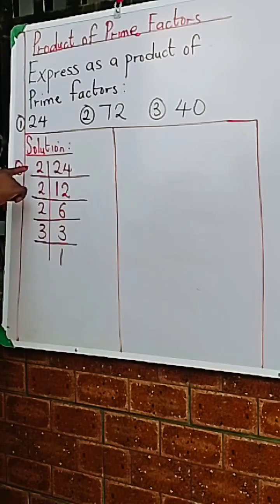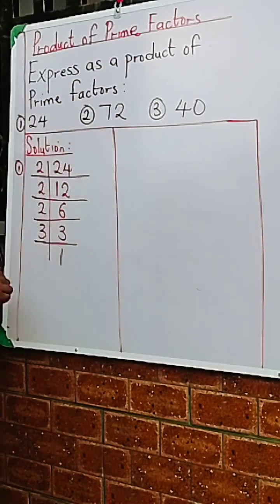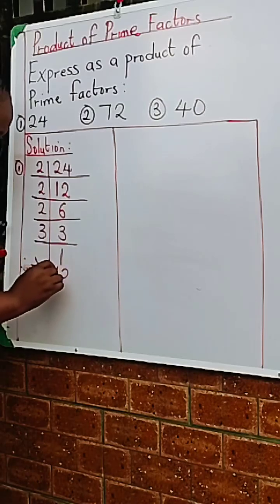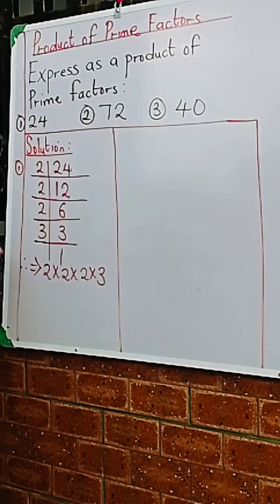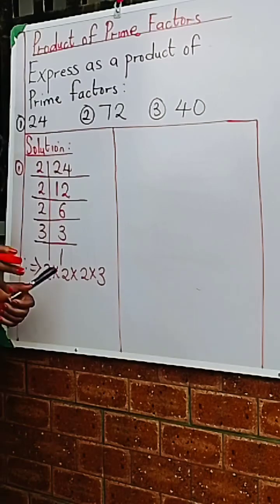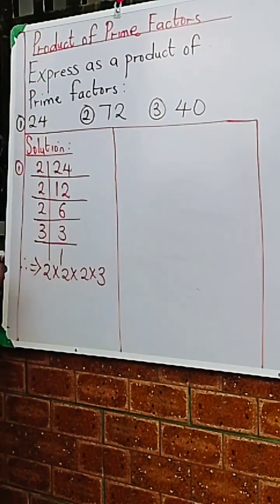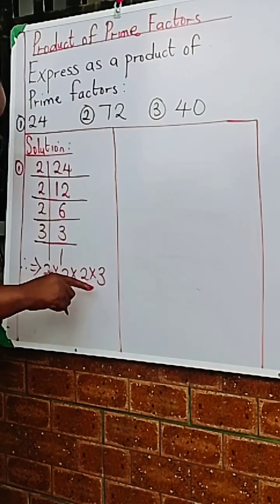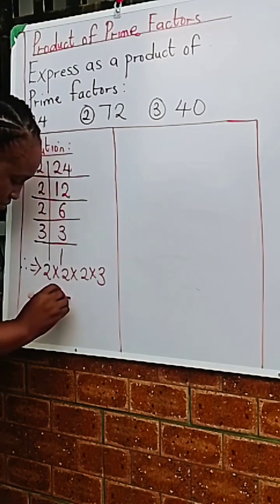So we are going to be expressing this as a product of prime factors. What do we mean by that? So therefore, our product of primes will be 2 times 2 times 2 times 3. This is your answer. In some cases, they will not give you this. They will put it in index form. That means power. So we have 2 and we have 3. Those are the only 2 different numbers we have there. So you write your 2 times 3.